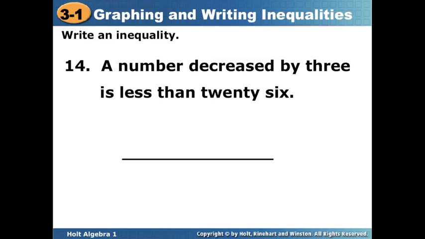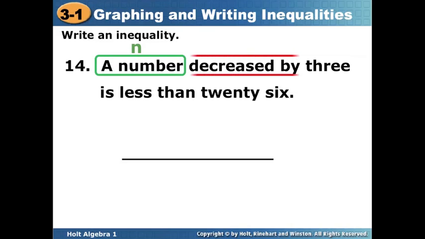Example number 14. Copy this to your paper. A number decreased by 3 is less than 26. We're going to translate this into an inequality statement. A number will represent a variable. Let's let it stand for n. Decreased by, we'll be subtracting. 3 is the number 3.